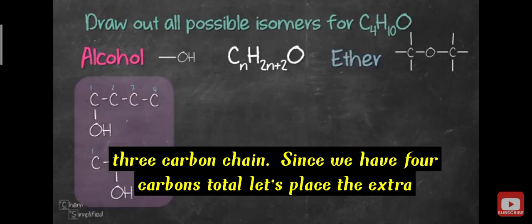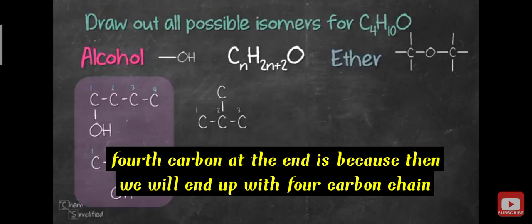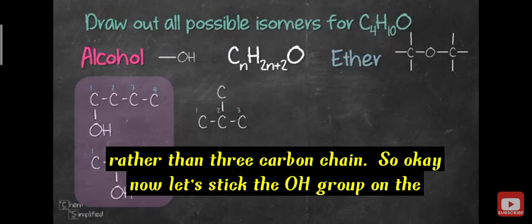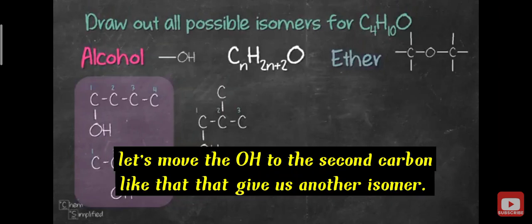Since we have 4 carbons total, let's place the extra carbon on carbon 2 like this. The reason we don't want to stick that 4th carbon at the end is because then we will end up with a 4-carbon chain rather than a 3-carbon chain. So okay, now let's stick the OH group on the first carbon like this. Keeping the same 3-carbon chain, let's move the OH to the second carbon, like that.